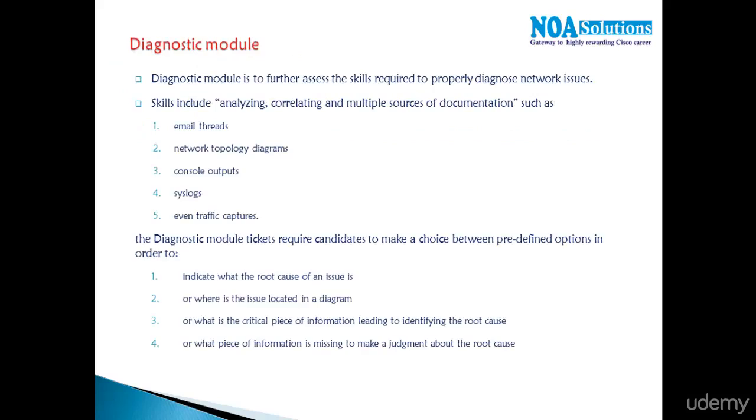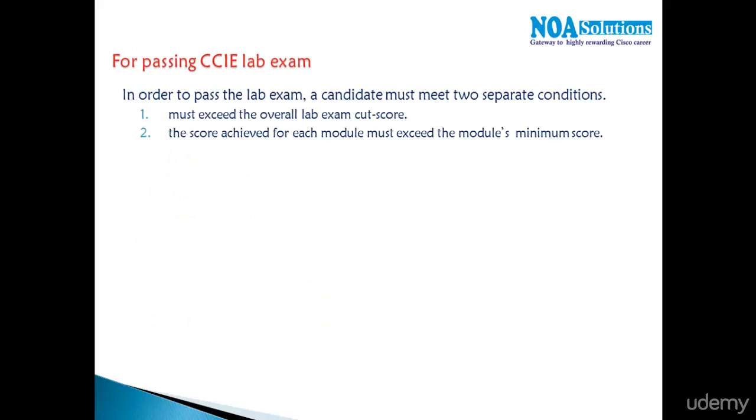Now, the next thing we need to know is the conditions to pass your CCIE lab exam. There are two major conditions you have to meet before you will be declared a pass. The first condition is the overall lab exam score. Let's take an example: say you need to get 80 points out of 100 to pass your CCIE exam. That is the overall score.